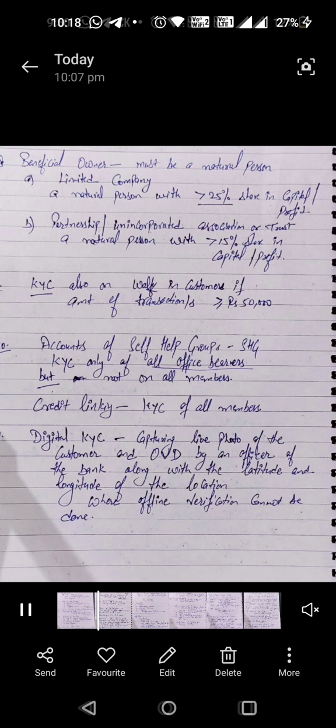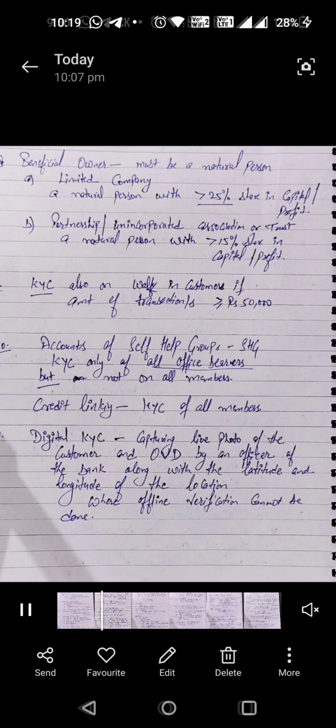Accounts of self-help groups: KYC only of the office bearers. When we are opening the savings bank account of the self-help group, only office bearer KYC suffices and not of all the members. But while giving them a loan, that is credit linking, then KYC of all members is required.